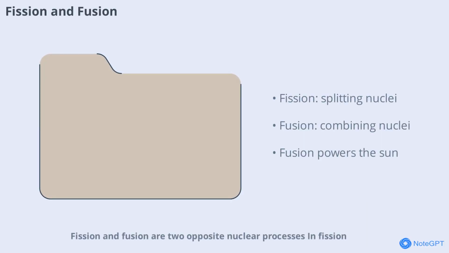Fission and fusion are two opposite nuclear processes. In fission, a large nucleus like uranium splits into smaller nuclei, releasing energy and neutrons. This process is used in nuclear power plants and atomic bombs. Fusion, on the other hand, occurs when small nuclei like hydrogen combine to form helium, releasing even more energy. Fusion powers the sun and holds promise for future clean energy sources if we can control it on Earth.